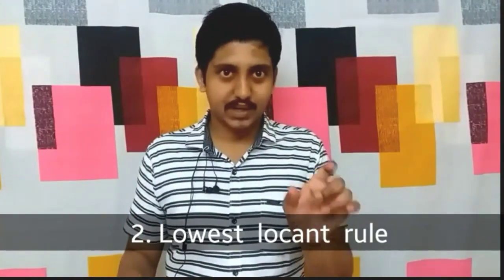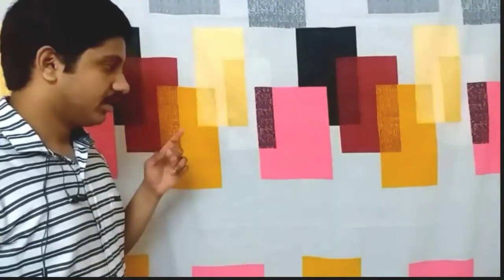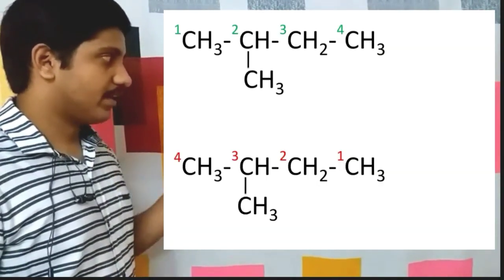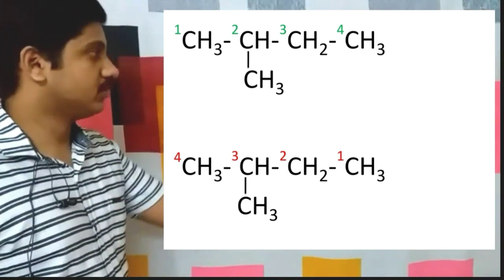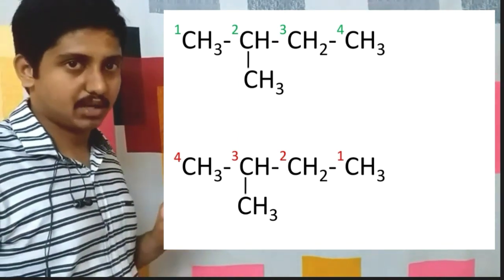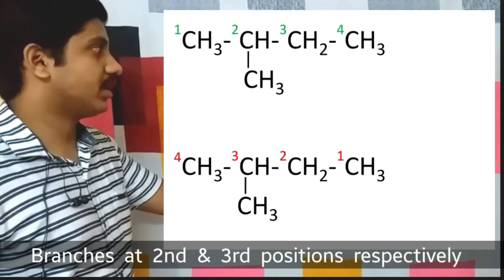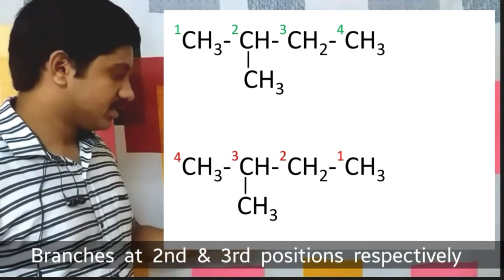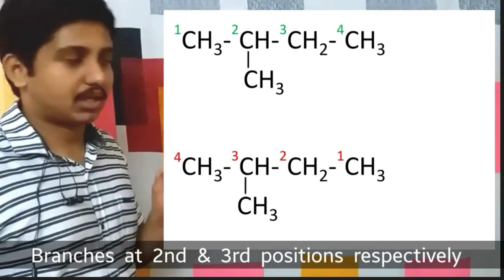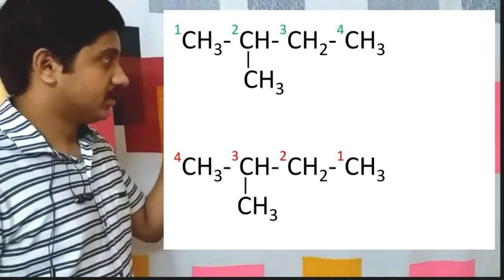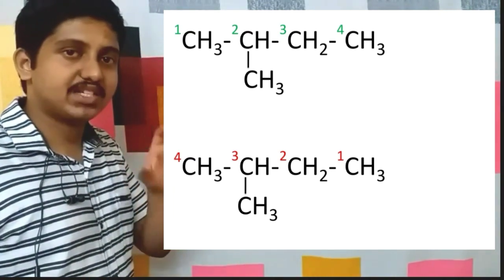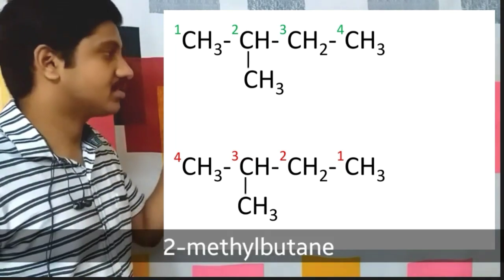Now the second step, that is the lowest locant rule. If there is a substituent at a particular position, then that substituted carbon should be given the lowest number while numbering. Let's take this example. Here we can do 2 ways of numbering. The longest chain is 4 carbon atoms long, and according to the first numbering there is a substituted carbon at the second position, and according to the second way of counting there is a substituted carbon at the third position. Then we have to choose the branching at the lowest position. That is, the first one is correct.